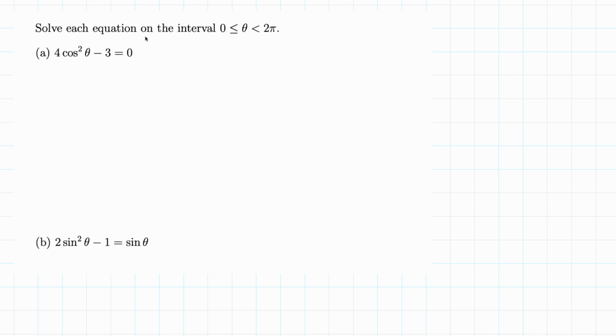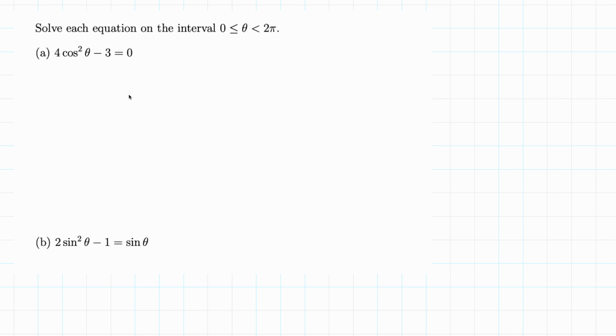Solve each equation on the interval 0 through 2 pi. 2 pi is not included. So here we got 4 cosine squared theta minus 3 equals 0. Solving means we are determining the values of theta in radians, this theta angle, so that this equation is 0.